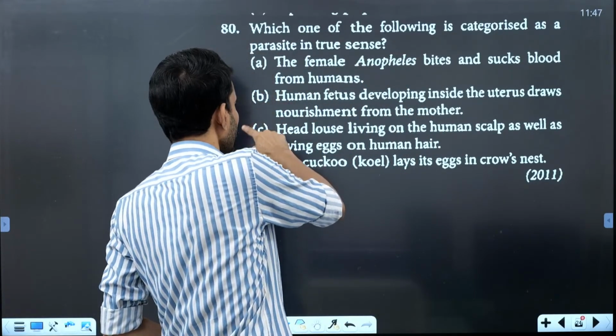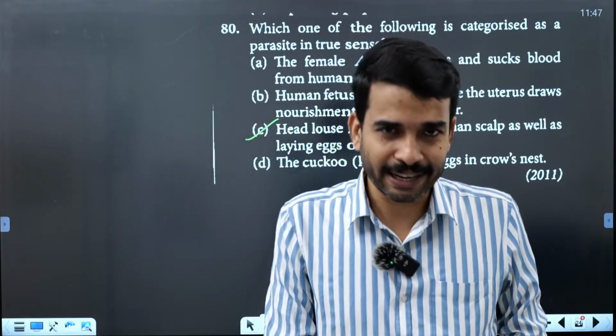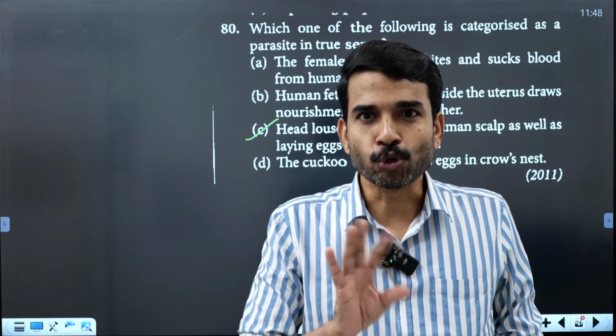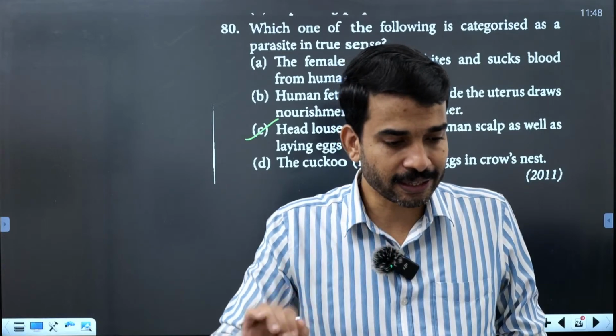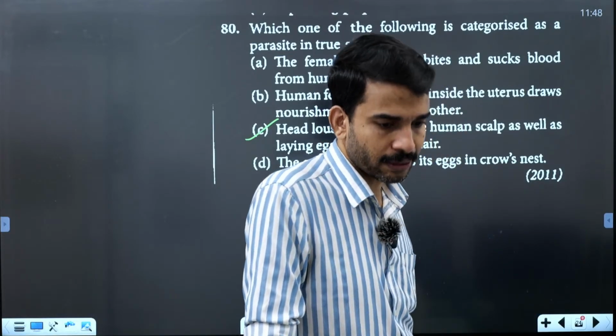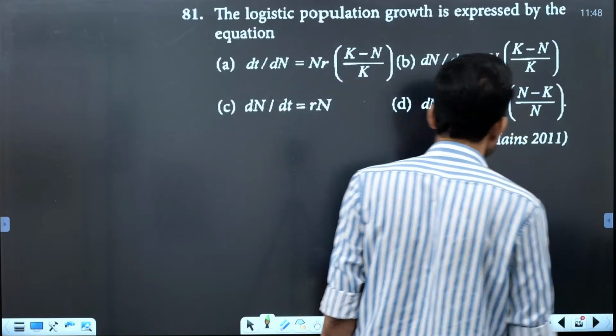Cuckoo and crow, that interaction also we call parasitism. But it's a special type of parasitism, right? Brood parasitism we call it. In the true sense, sometimes we won't call it so. That's the reason a special term we have attributed for it, of course, right? Yeah, Vismaya, correct it is, of course, brood parasitism. So, the answer is supposed to be C.